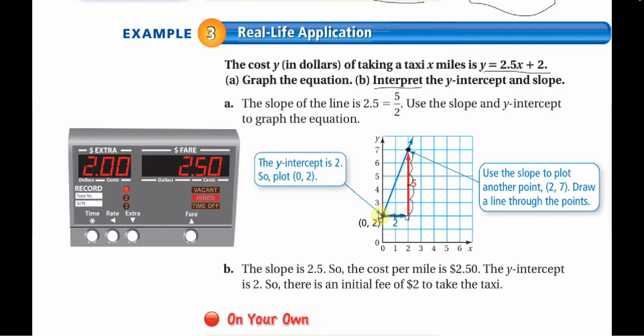So if you see here, you'll realize that the slope is 2.5. So the cost per mile that they go, remember x is miles, is $2.50. But this y-intercept is 2, meaning that before you went any miles, when you went 0 miles, it still cost you $2. So whatever y equals is how much you're paying. Whatever x equals is how far you went.